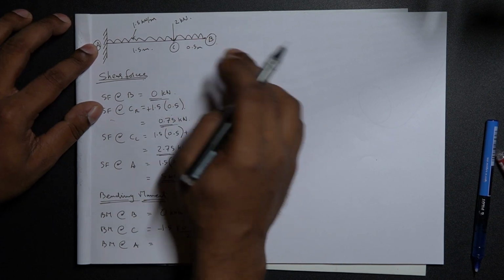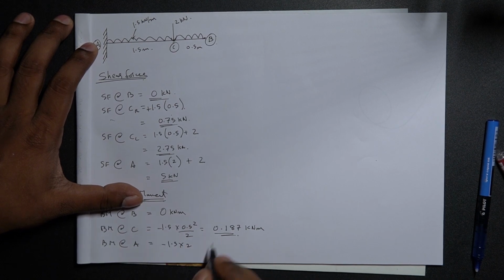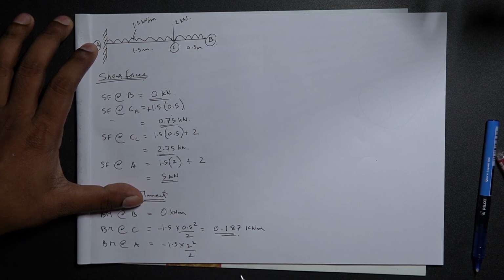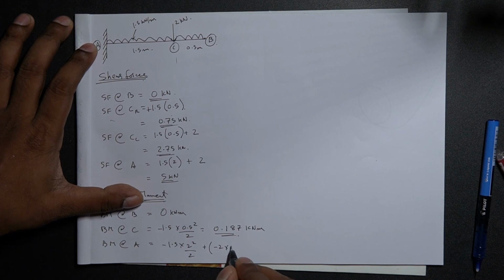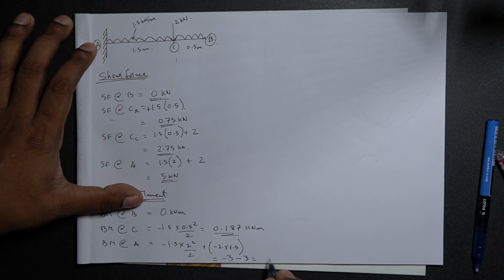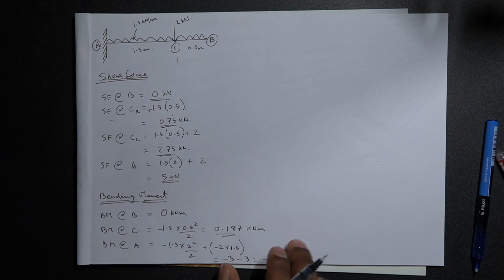Next, bending moment at point A, that is the last point. We have 1.5 times the total lever arm length, that is 2 meters, 2 squared by 2, plus the 2 kilonewtons acting downward times the lever arm of 2 meters. So this would sum up to minus 3 and minus 4, that is minus 7 kilonewton meter. So this is the bending moment at point A.